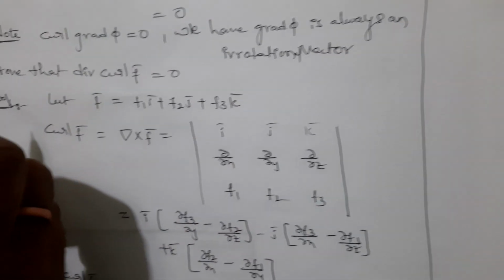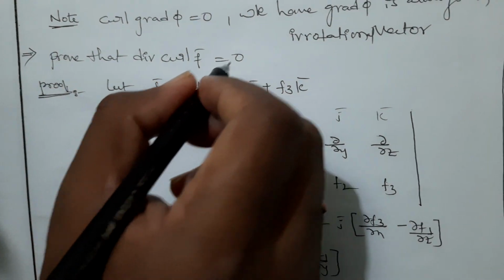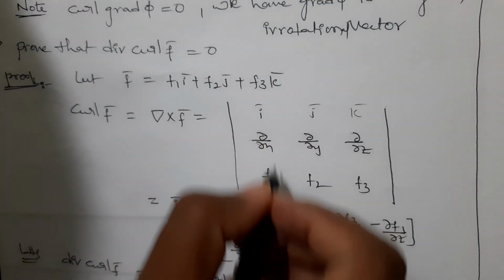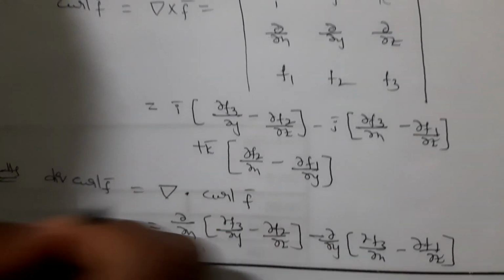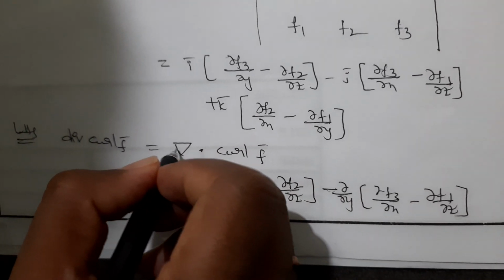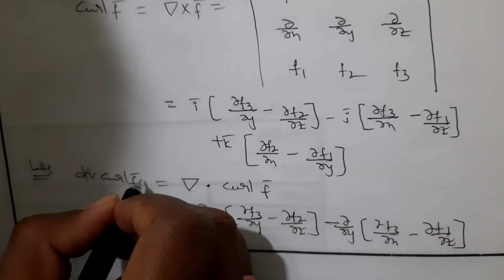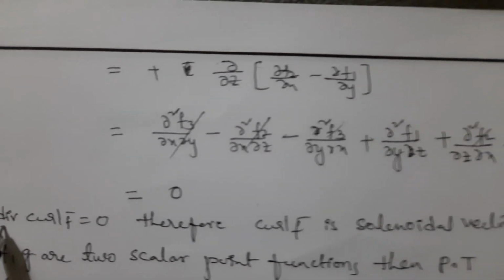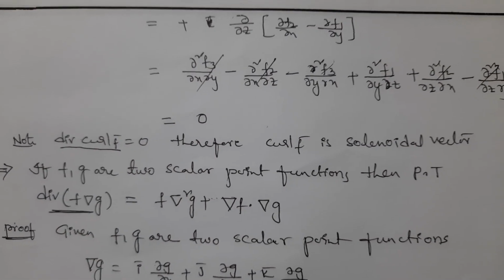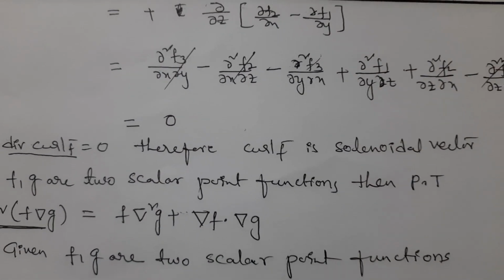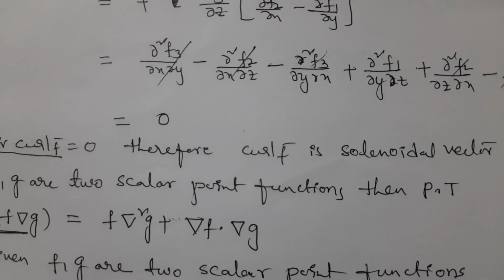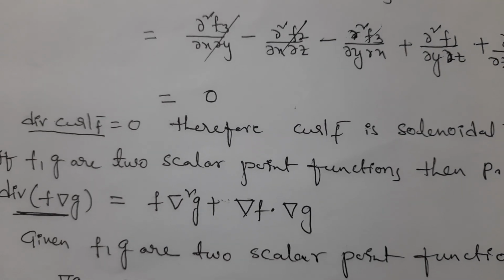Next, the second one is prove that divergence of curl f bar equal to 0. First define curl f bar value, then apply the divergence. Divergence is nothing but del dot, so divergence of curl f bar equal to del dot curl f bar. Simplify that, we get 0. Therefore, divergence of curl f bar equal to 0. Therefore, curl f bar is a solenoidal vector.